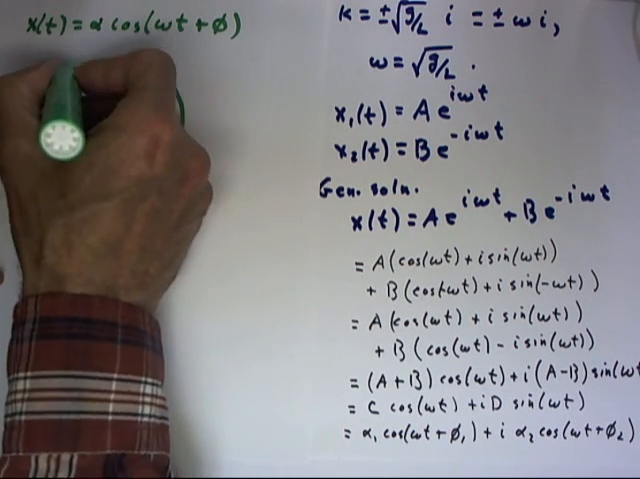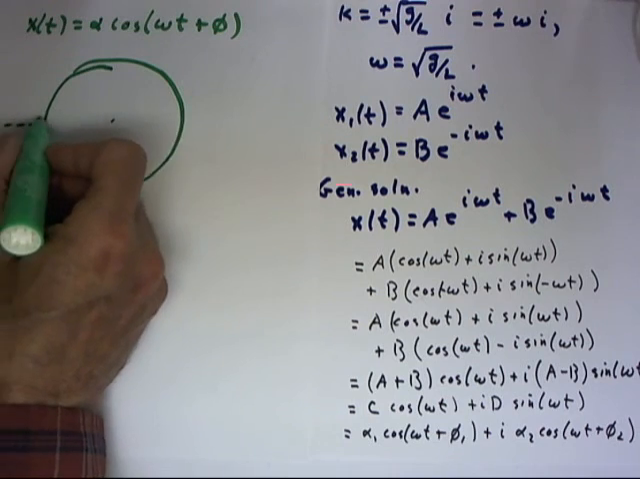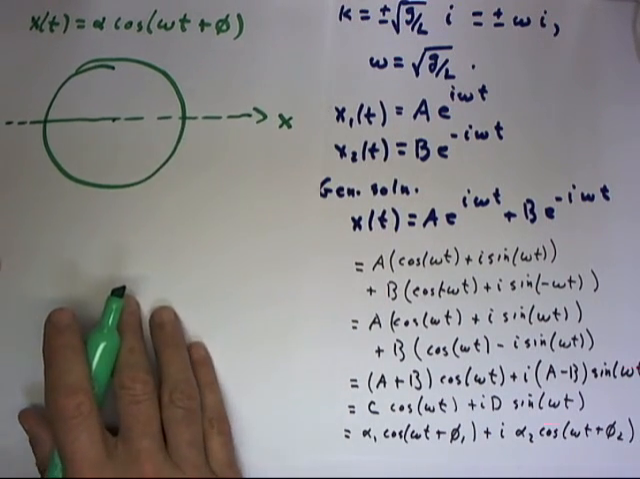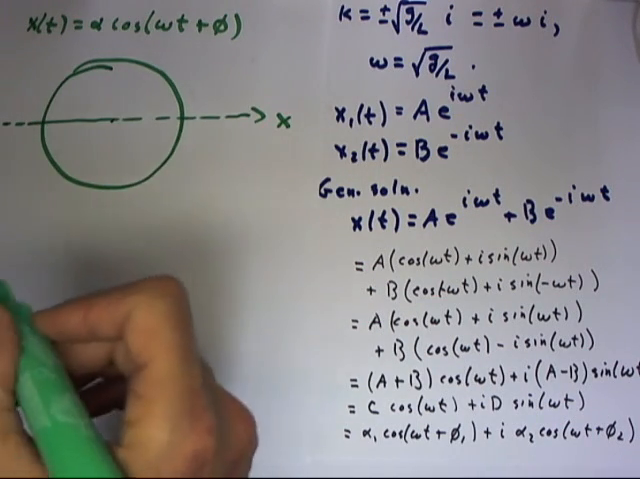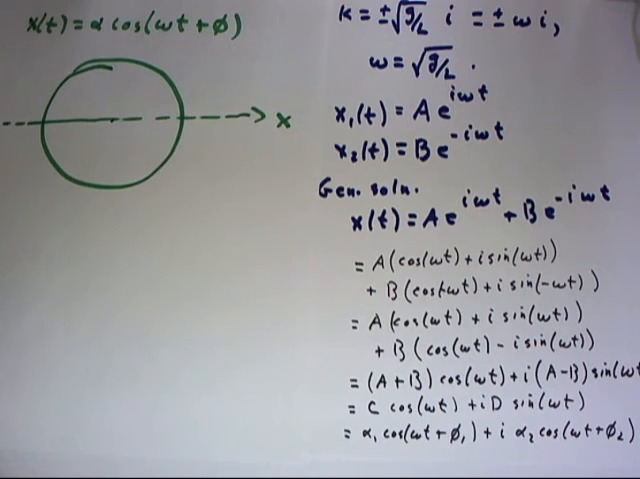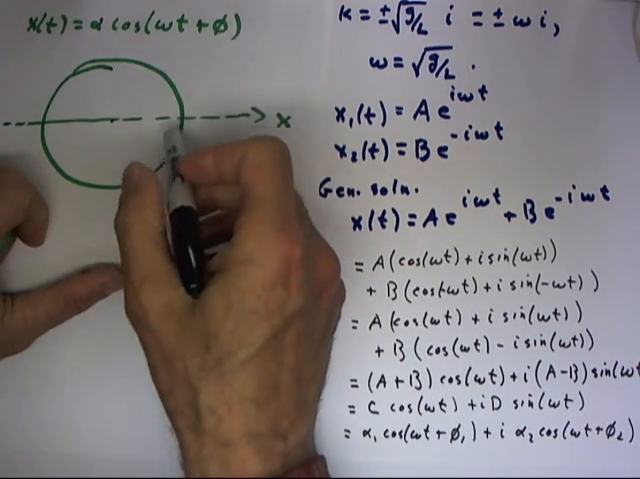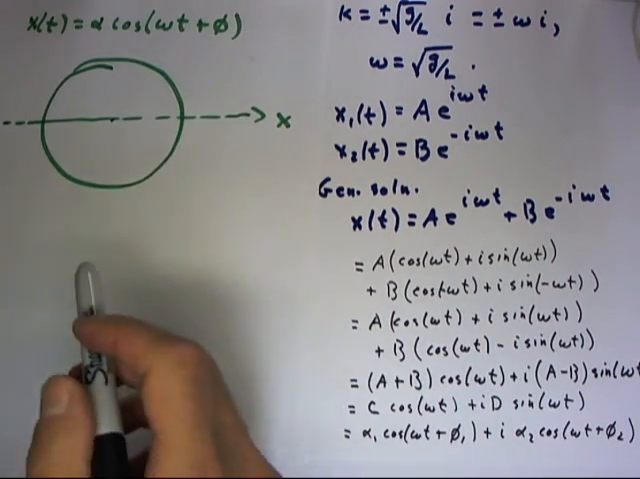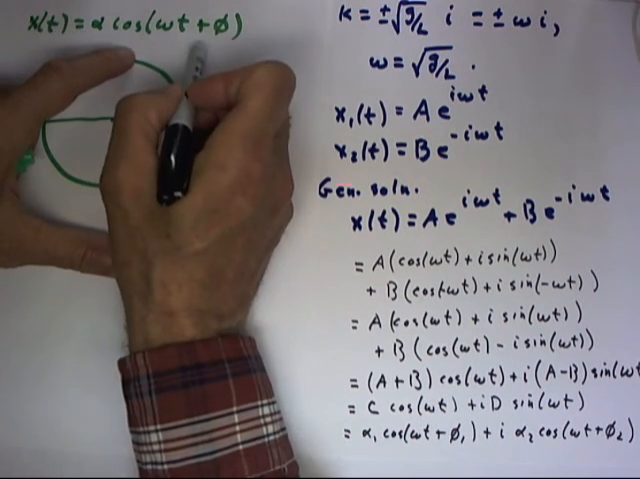And let's see if I can draw a half-decent circle. That's not a bad start. Let's put an x-axis here. I think I'm tilting things a little bit, but we'll try to live with this. Okay, now the radius of this circle is going to match the maximum value of this function. And the maximum value of this function occurs when the cosine takes its maximum value.